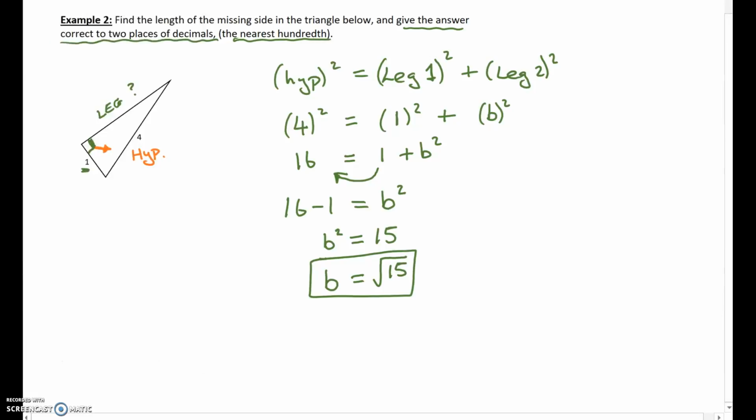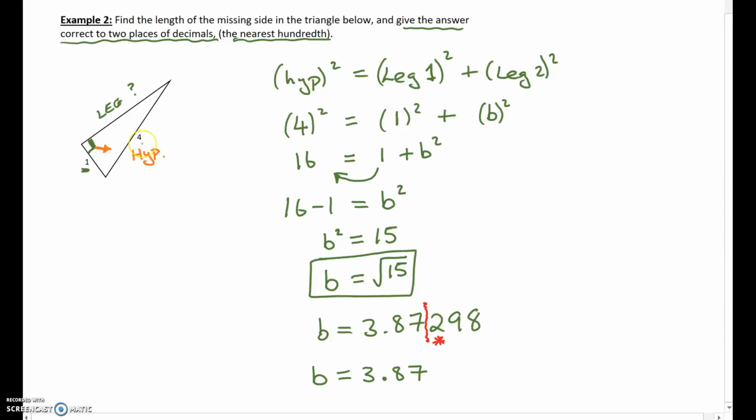3.87298. Now correct to 2 places of decimals. That means we cut it off after the second place of decimals, and our final answer is going to depend on the figure after the cutoff point. If it's less than 5, then we just keep the first digits exactly as they are. So, as in this case, the cutoff digit is 2, so we keep the first digits exactly as they are, and our answer, correct to 2 decimal places or the nearest hundredth, is 3.87.